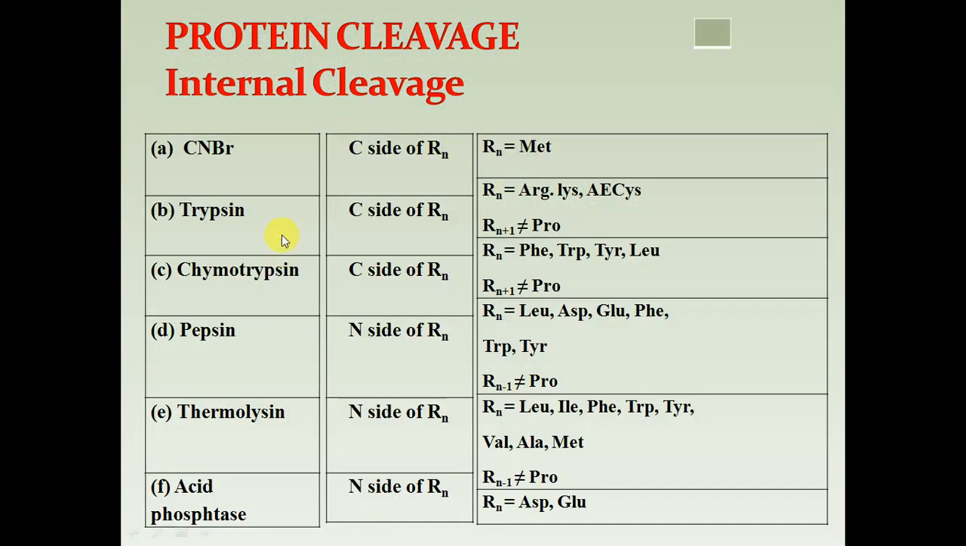Trypsin will cleave the C side of Rn, and Rn can be arginine or lysine, but at the Rn plus 1 position there should be no proline. If proline is present at the Rn plus 1 position, there will be no cleavage. Chymotrypsin also cleaves the C side of Rn. Rn can be phenylalanine, tryptophan, tyrosine or leucine. But at the Rn plus 1 position, there should be no proline. And you can understand the other reagents as well in this table.